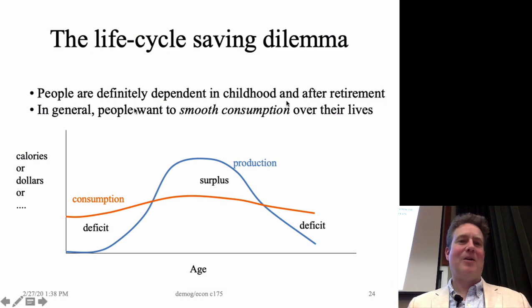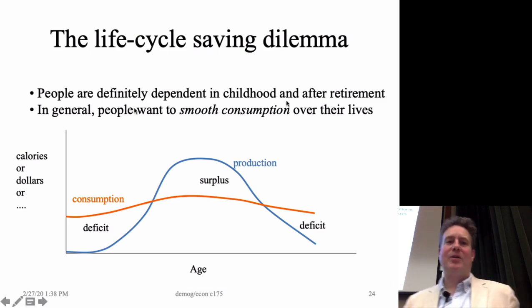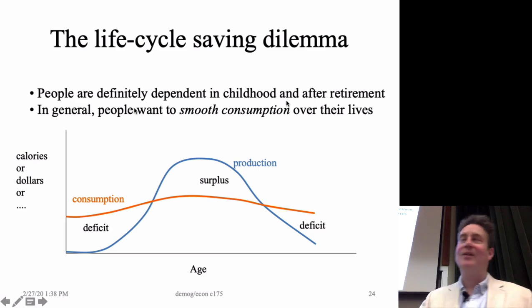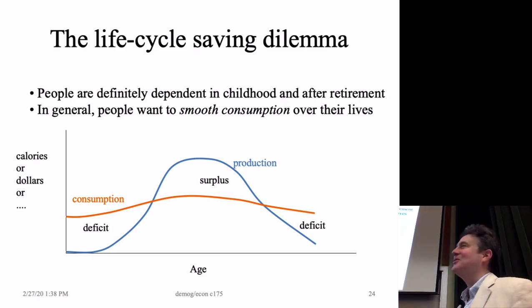All right. Okay, the life cycle saving dilemma. The life cycle. It sounds kind of like a product for fitness. Buy the life cycle for only $19.99 and you will be set for life.